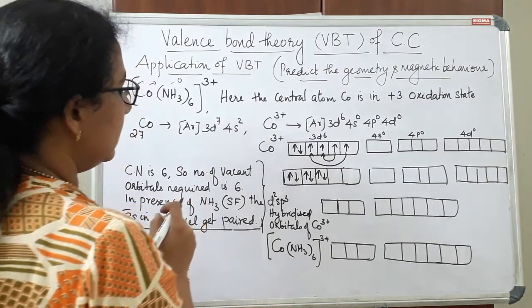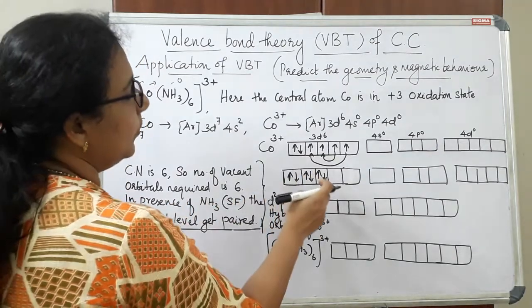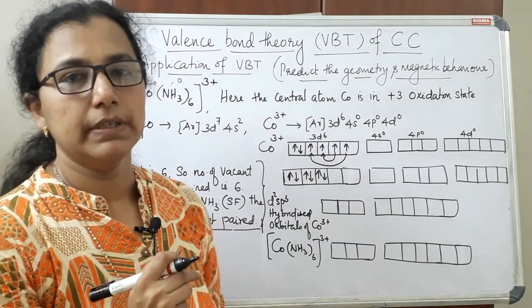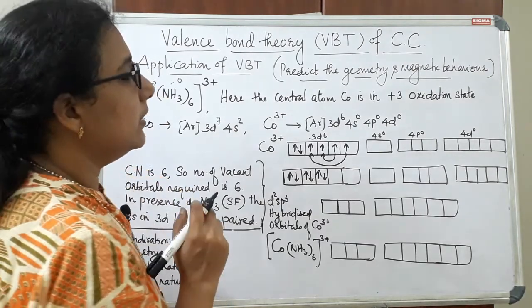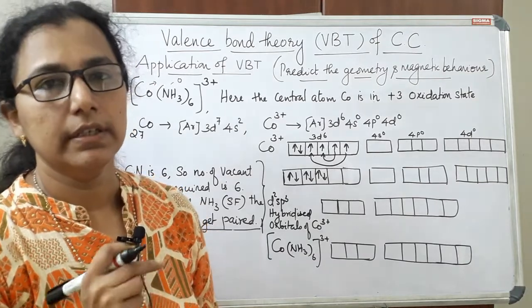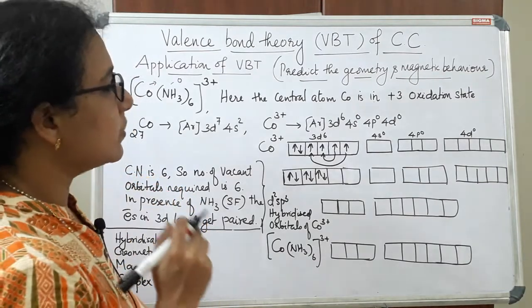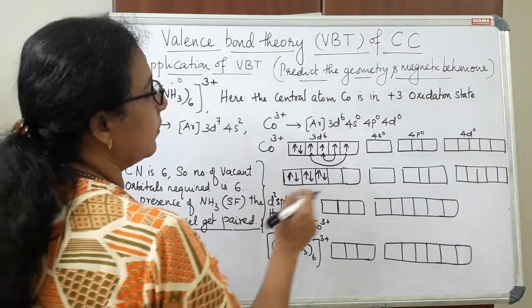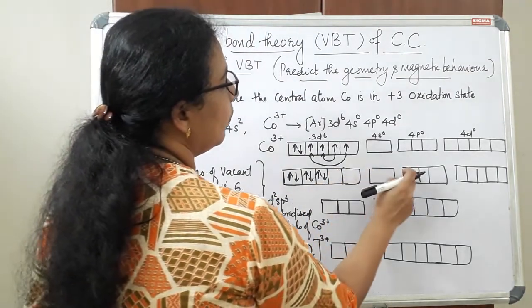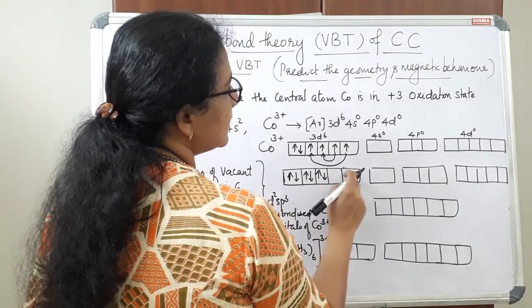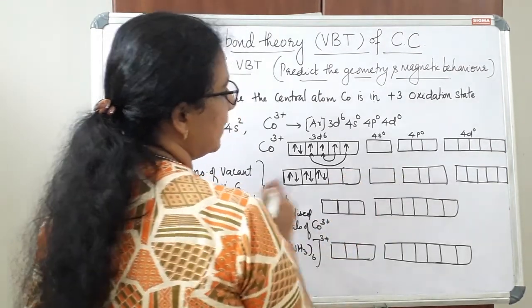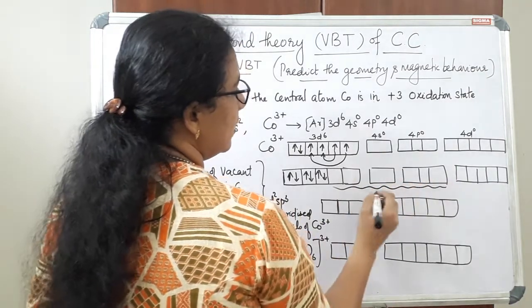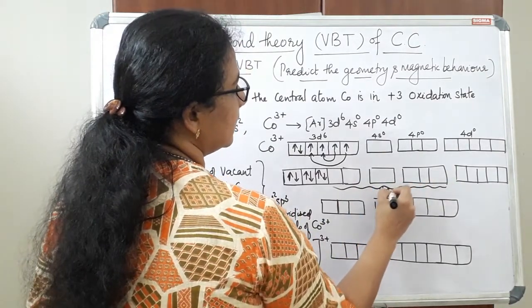Now comes the hybridization. 6 ligands are there, so 6 vacant orbitals are required in order to accommodate the electrons from the ligands. So 1, 2, 3, 4, 5, 6. These 6 orbitals will hybridize together.